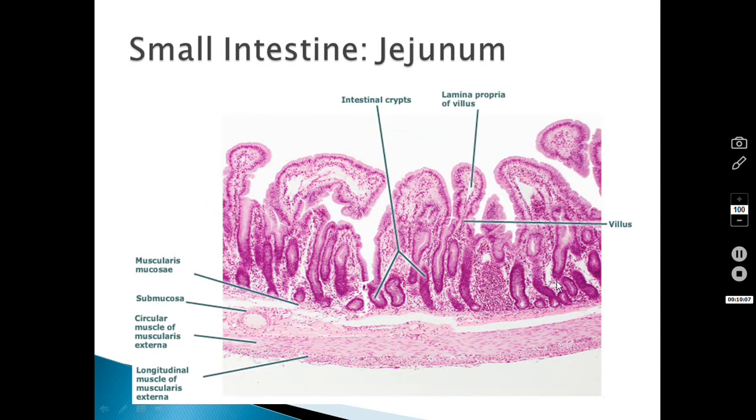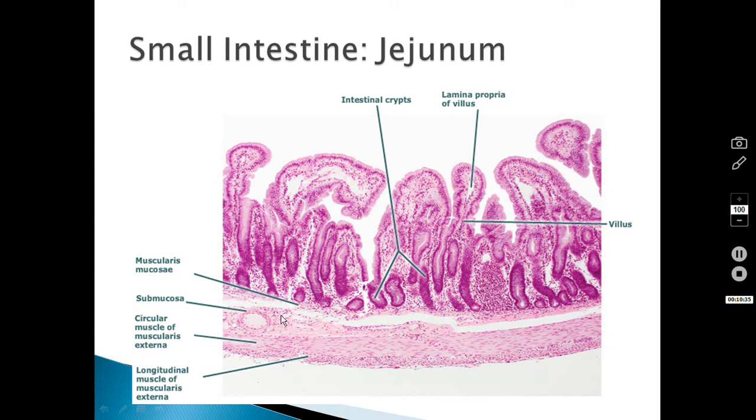If we look at the jejunum, we still have lots of villi. The villi are a little bit shorter, a little bit more narrow. Again, you can see the lamina propria underneath all of the epithelia, and then the intestinal crypts, kind of the open spaces. Here's our little muscularis mucosae, so that little bit of smooth muscle that is part of the mucosa.